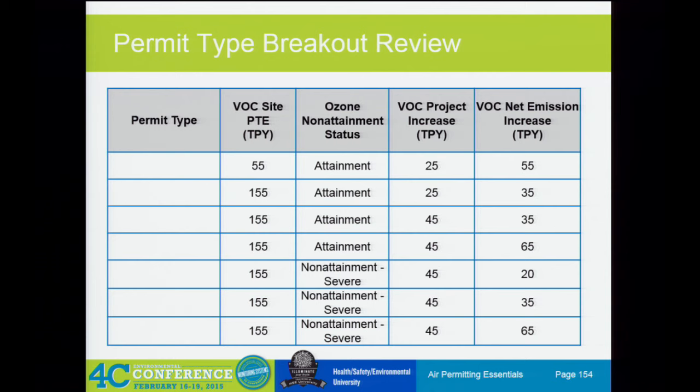Next line, number 5, 155 tons. In this case, we're in a non-attainment severe area. So you have to look at the modification levels for the severe. And in this case, I think we said, what did I say? 25. So what is this one?